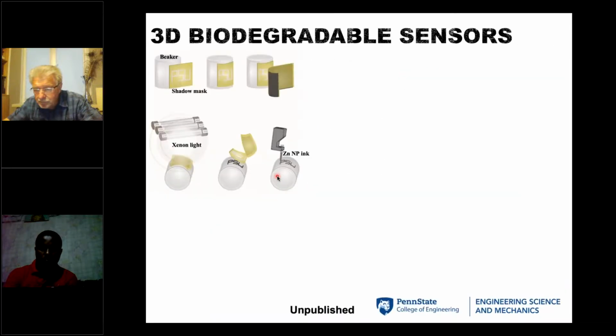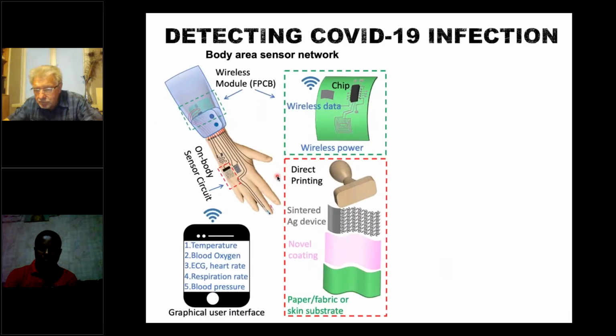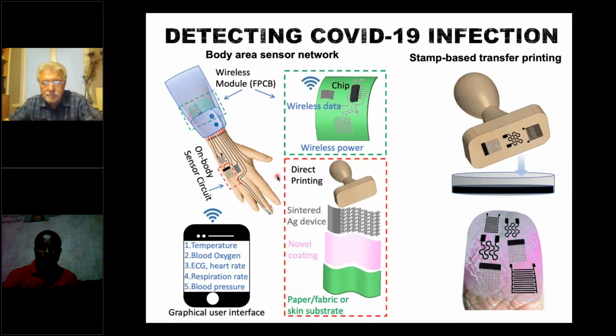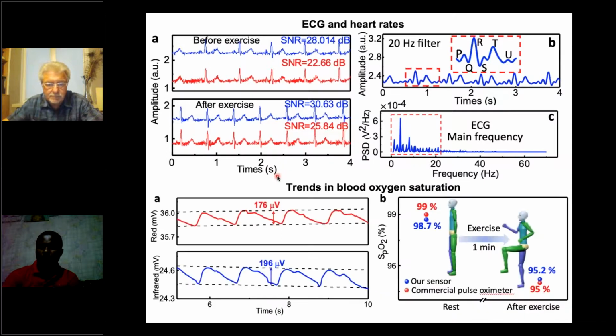And lastly is one demonstration for the COVID-19 infection. We have recently fabricated a new material that can be directly inked onto the skin surface to capture the parameters relevant to COVID-19. And this is demonstrated through two relevant parameters. One is the heart rate, to capture not only the heart rate but also the ECG to inform the cardiac function. And the other is a trend in blood oxygen saturation to inform the lungs function.